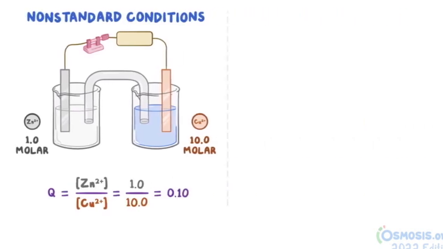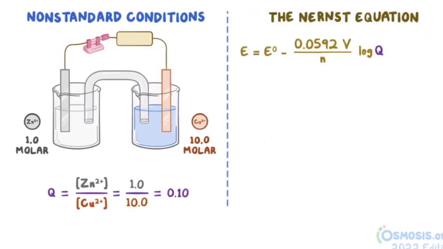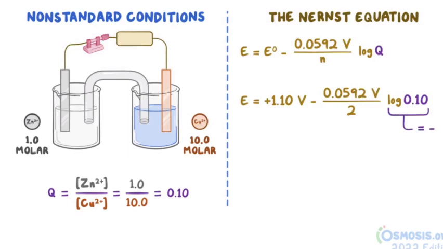We can plug this new Q into the Nernst equation to give us a new instantaneous voltage. We start with E0, which is still positive 1.10 volts. From this number, we can next subtract 0.0592 divided by N times the log of Q. N is still 2, but now the reaction quotient is 0.10. This log of 0.10 gives us a negative number, which we multiply by 0.0592 divided by 2. Because this number is negative, we end up adding this number to 1.10 in order to give an instantaneous voltage of positive 1.13 volts.